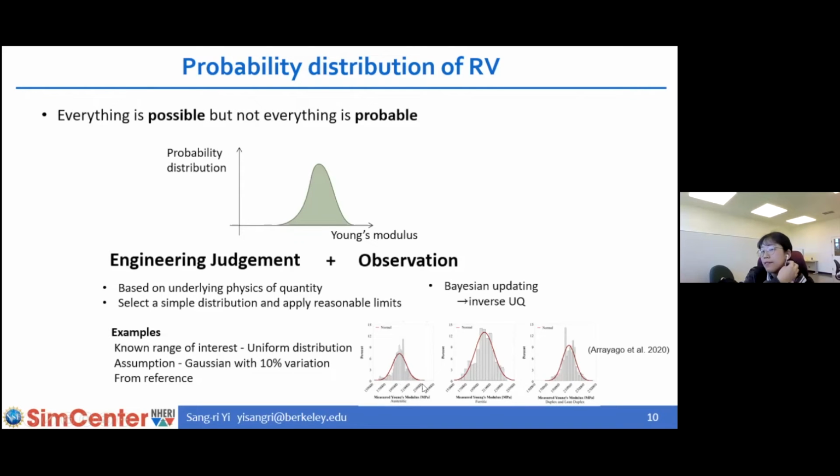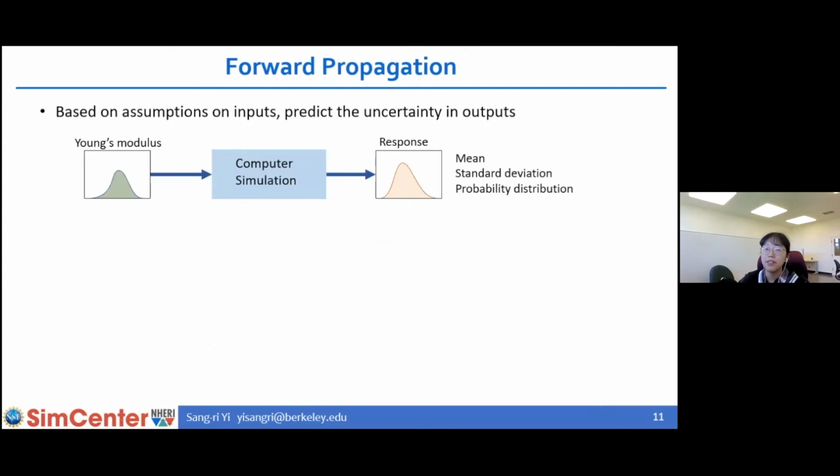And further, if you actually have data about, for example, Young's modulus values, then you might want to combine your engineering judgment with your data set. This methodology is called Bayesian updating, and Akash will come back later to explain the idea of Bayesian updating. But now let's first consider forward UQ analysis.